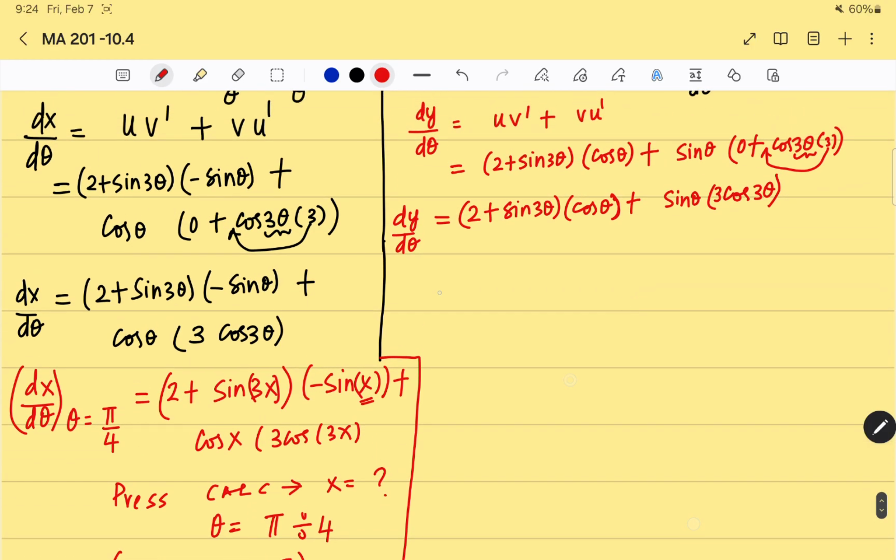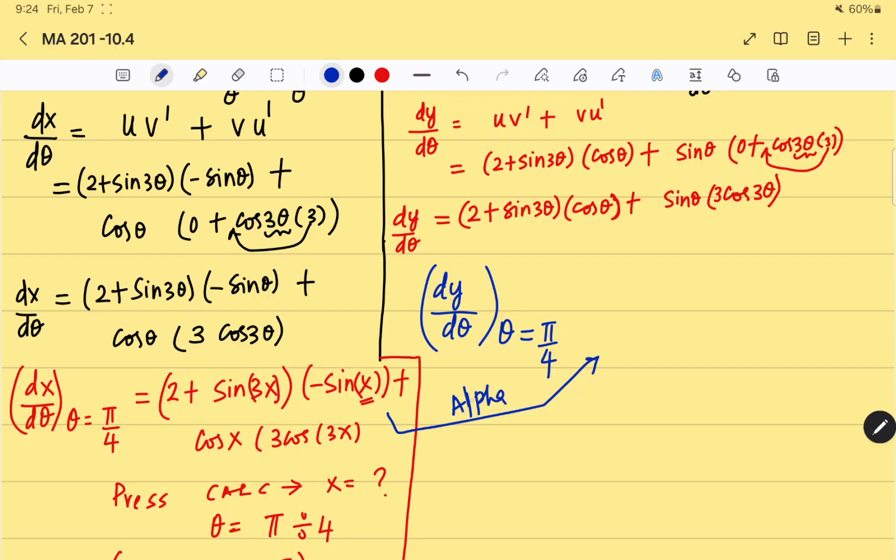In the same manner you can also put this in the calculator, which is dy divided by d theta at theta equals pi by 4. Same idea we are going to use in the calculator, alpha x, just use it. If I use this in the calculator, just bracket open, 2 plus sine 3 theta cosine theta plus sine theta, sine x plus 3 cosine 3 alpha x, which is equal to, yes. Now I got the answer, dy by d theta is equal to minus 1 plus square root of 2.